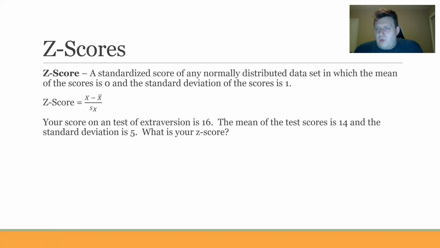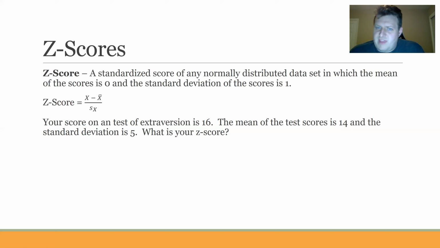Let's do an example here. You take a test of extroversion, and let's say that there are 20 questions about extroversion, and you either answer the introverted way or you answer the extroverted way. So you score 16. The mean on the test is 14, and the standard deviation of the test is 5. What is our z-score?